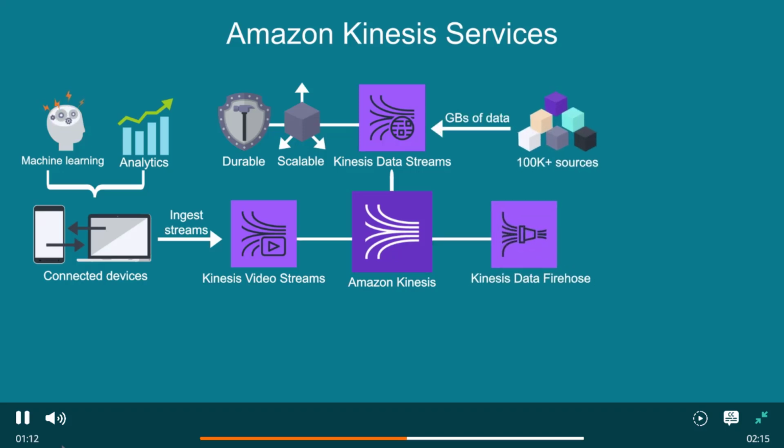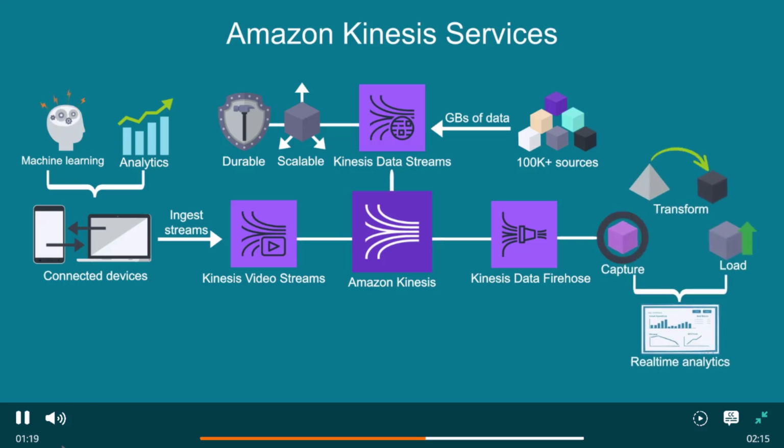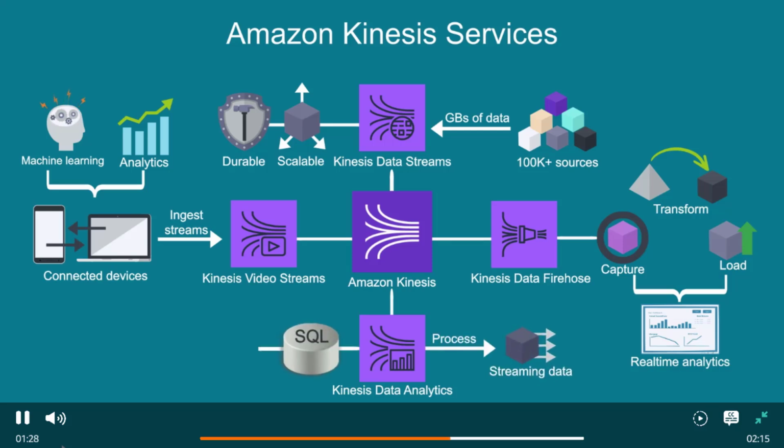Amazon Kinesis Data Firehose is the easiest way to capture, transform, and load data streams into AWS data stores for near real-time analytics with existing business intelligence tools. And Amazon Kinesis Data Analytics is the easiest way to process data streams in real time with SQL or Java, without having to learn new programming languages or processing frameworks.